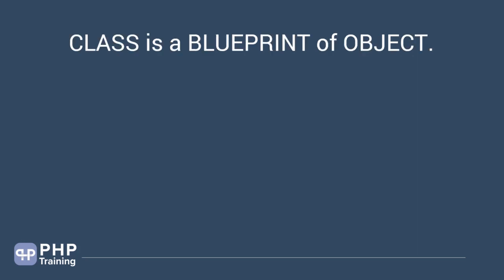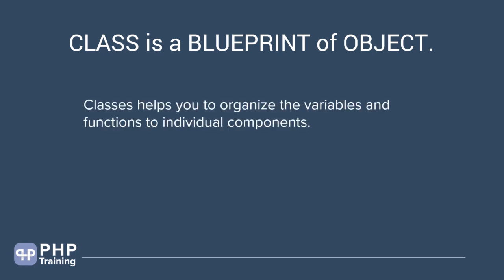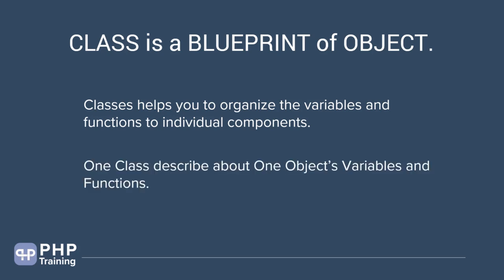So let's do a quick recap. Class is a blueprint of an object. So class is basically a specification, a definition, or documentation of how you're going to organize your code into variables and functions. An object is something you create from a class and use it. Classes help you organize the variables and functions into individual components, and one class describes one object's variables and functions. This is very important to understand. You have to have this concept that one class is one object and all the variables and functions are specific to that object. You have to have this mindset very clear.